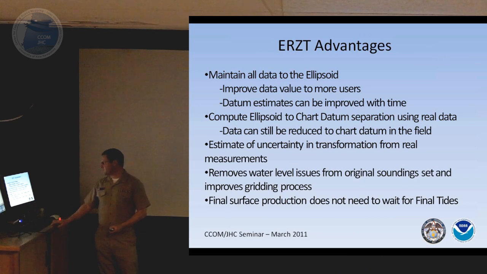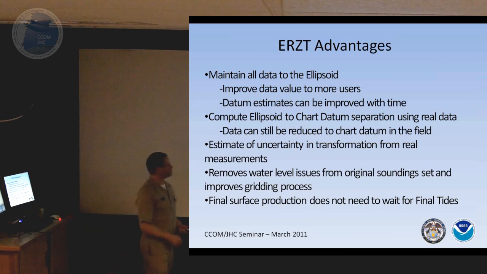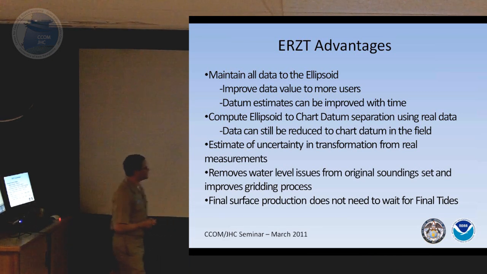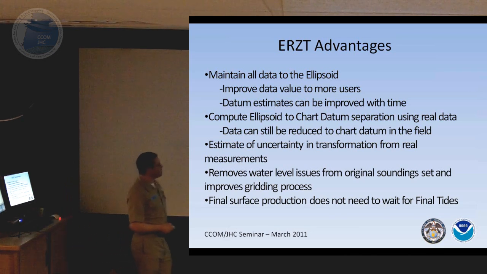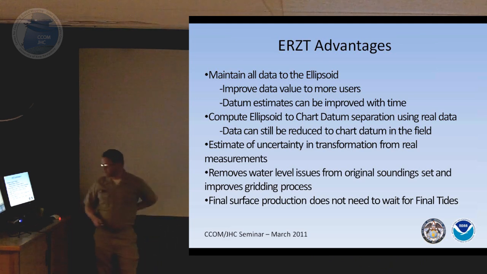So, advantages to this method. You're maintaining all your data to the ellipsoid, which means your uncertainty is as good as it gets. I think that your data is more useful to more people because it's on the ellipsoid, and your datum estimates can be improved with time. You can compute your ellipsoid to chart datum separation using real data. And I think that, to me, is the key here.